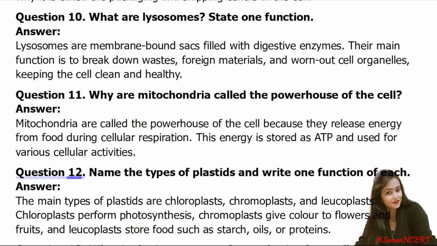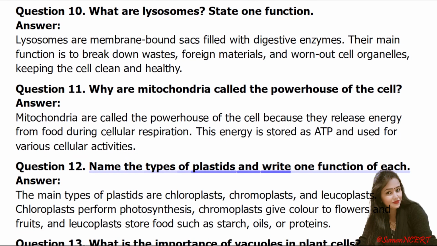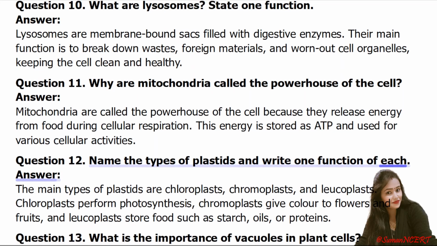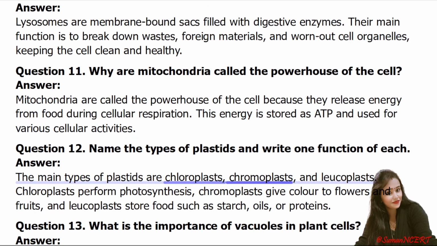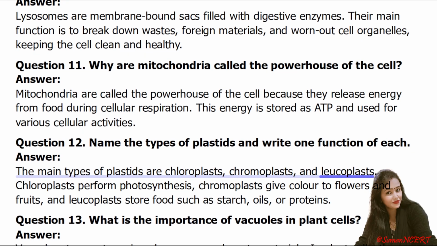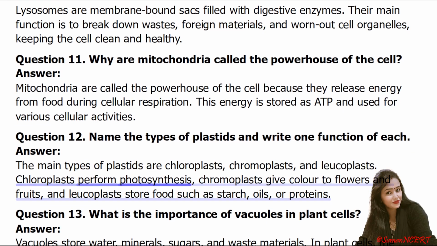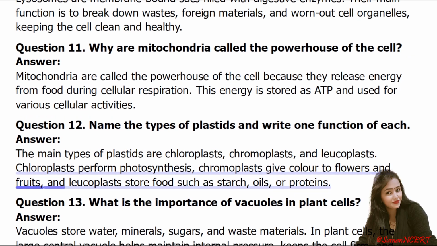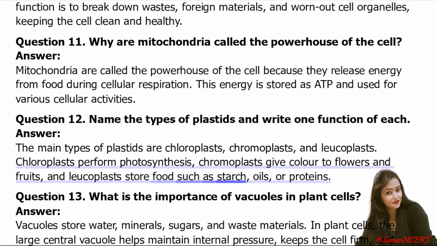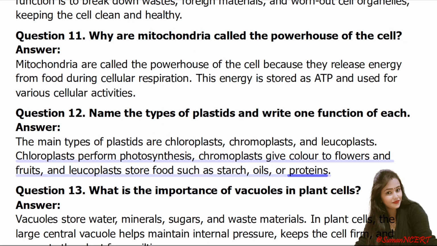Question 12. Name the types of plastids and write one function of each. Answer: The main types of plastids are chloroplasts, chromoplasts, and leucoplasts. Chloroplasts perform photosynthesis, chromoplasts give color to flowers and fruits, and leucoplasts store foods such as starch, oils, or proteins.